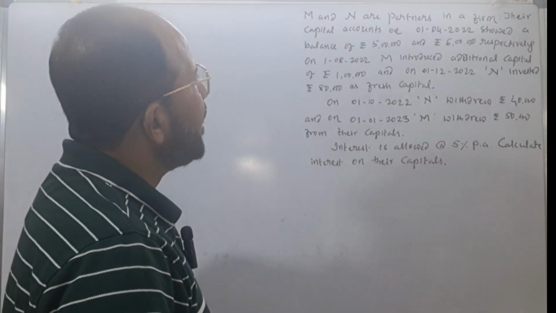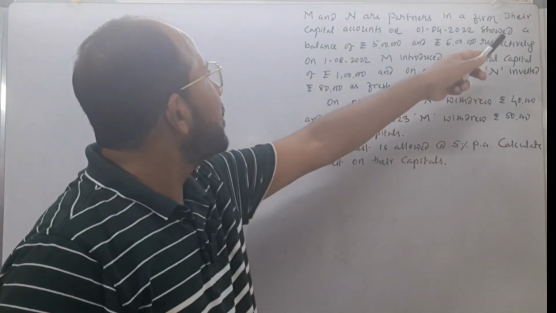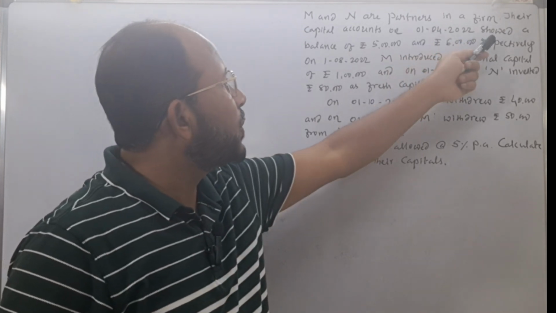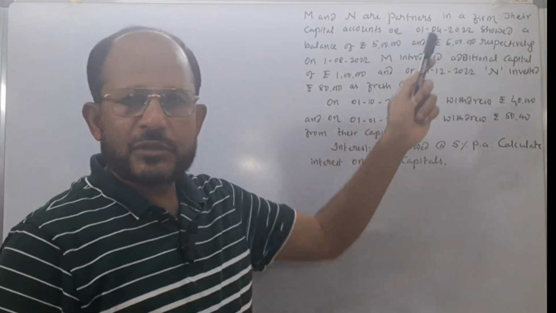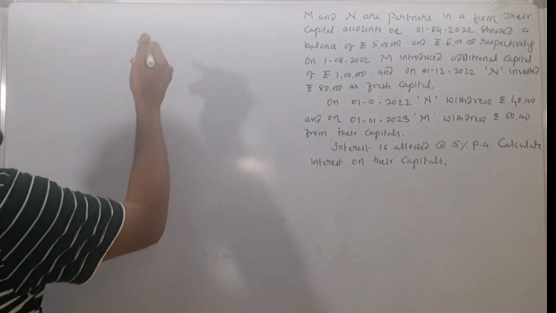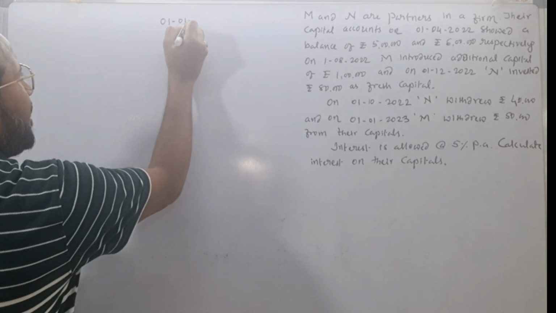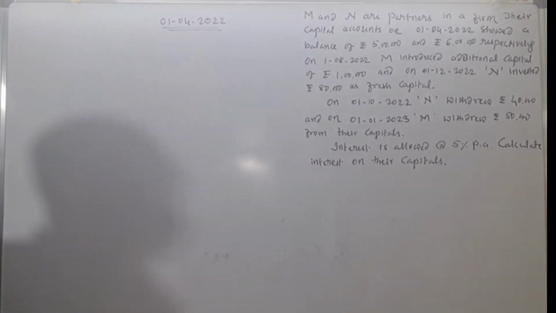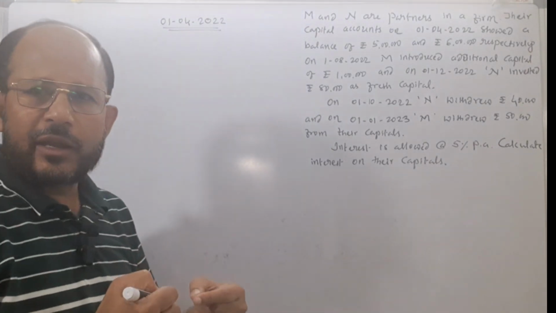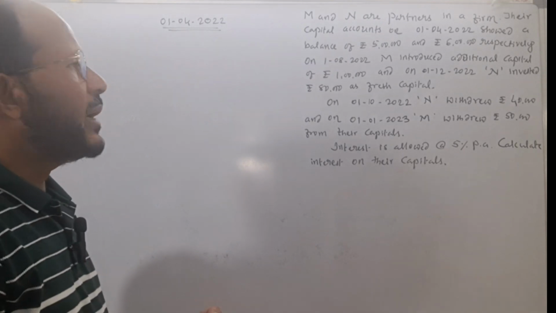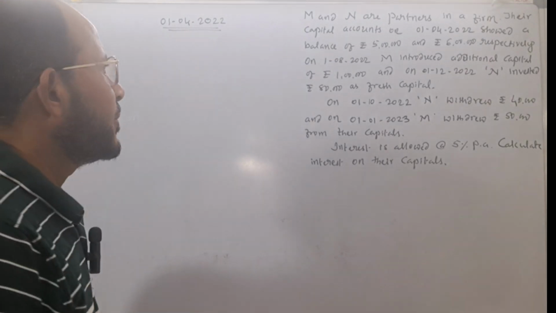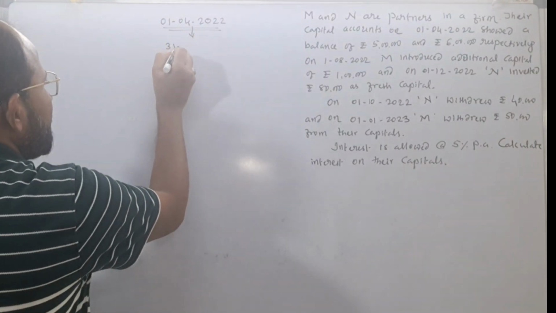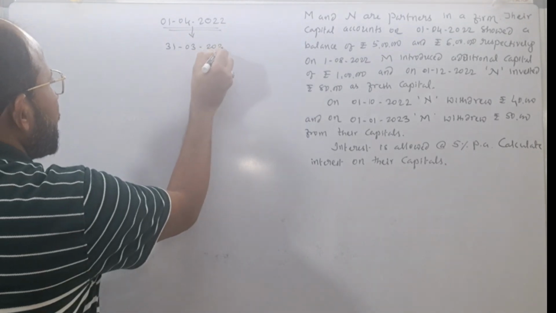Here two partners are there, namely M and N in a partnership form. Their capital accounts are showing the balance on 1st April 2022 of rupees 5 lakh and rupees 6 lakh respectively. Try to understand here. 1st April 2022 is the date which is to be taken as the opening date, or the date of commencement of the accounting year. Accounting year starts from 1st April and it ends on 31st March 2023.